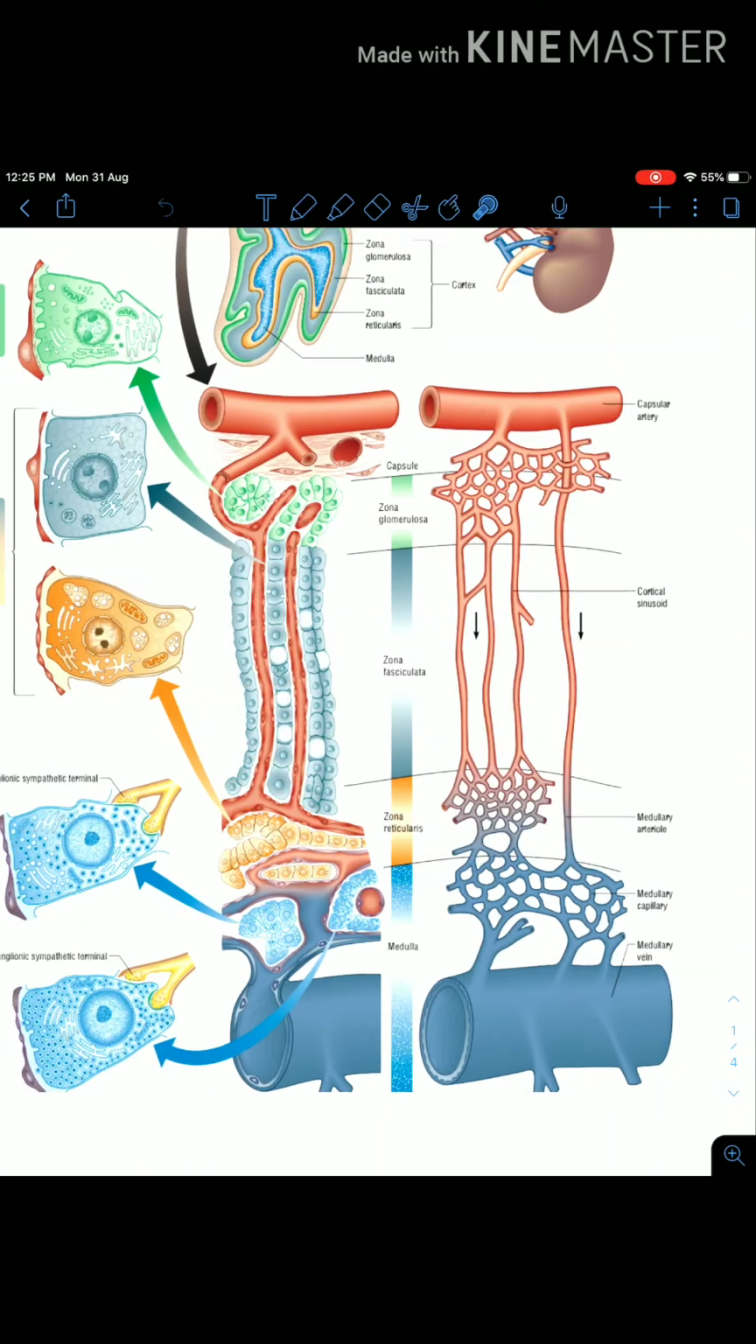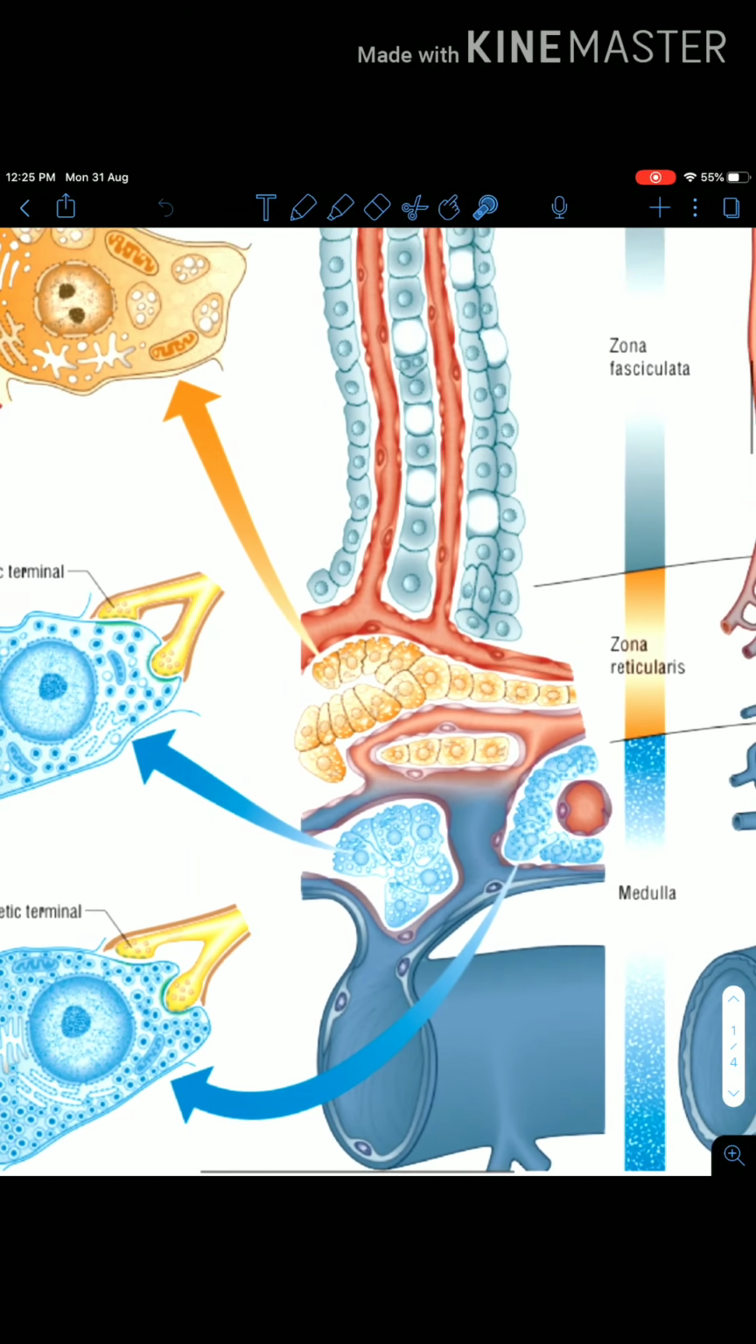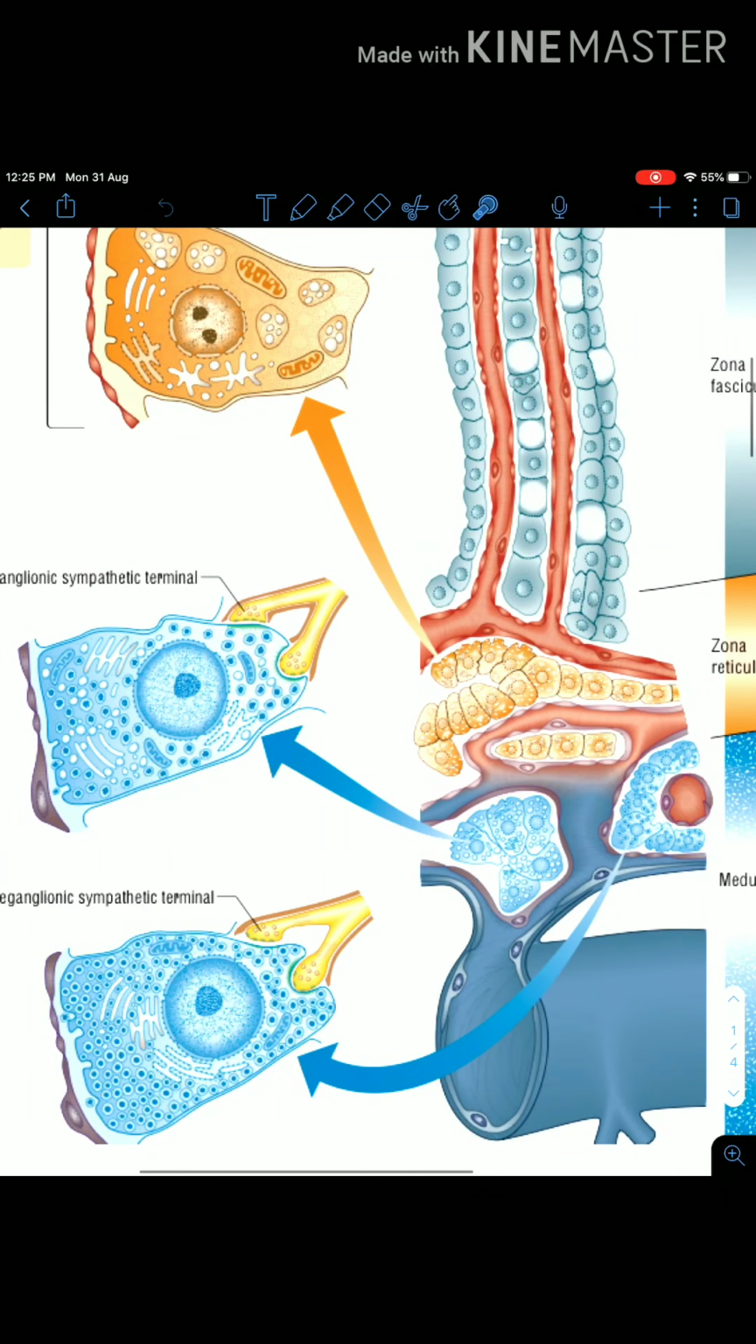Now I have forgotten to mention two things. First is that the adrenal medulla not only contains the chromaffin cells or the medullary cells, it also contains the ganglion cells. And these ganglion cells have processes that go all the way up to the adrenal cortex and supply the cells and the blood vessels over there.